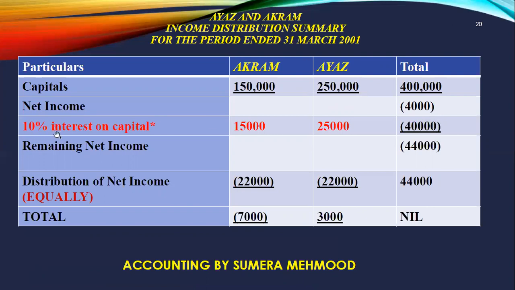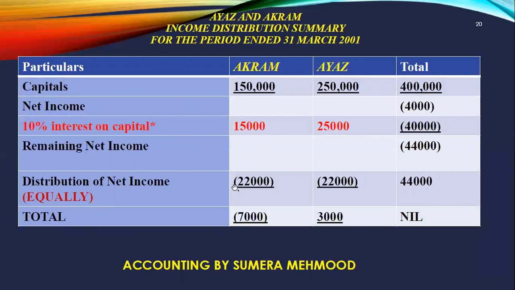Now we have a 10% interest on capital. As I told you how we have calculated, we applied this 10% on 150,000 and 250,000, and the answers are 15,000 and 25,000. The sum of these two values is 40,000. Now what I will do, minus minus plus, your answer is 44,000. The condition is equal distribution, so your answer is 22,000, 22,000 for each.